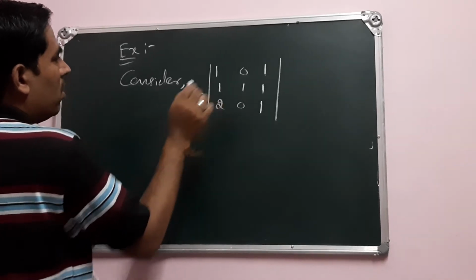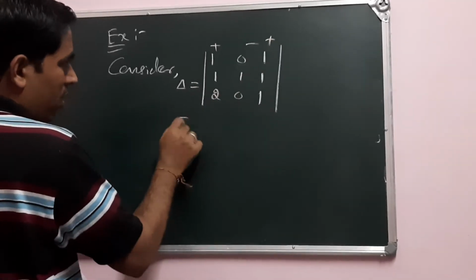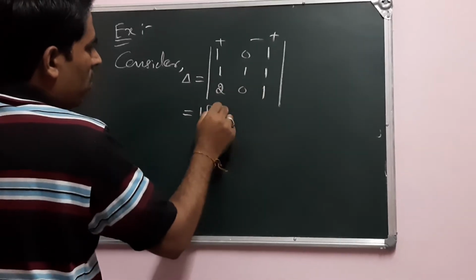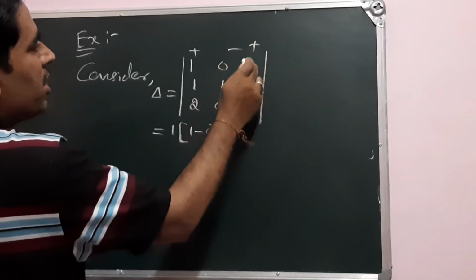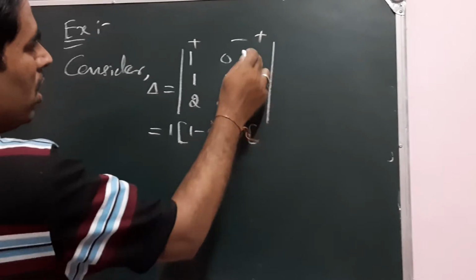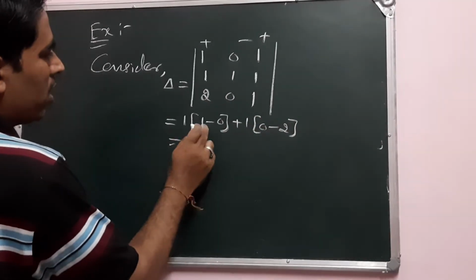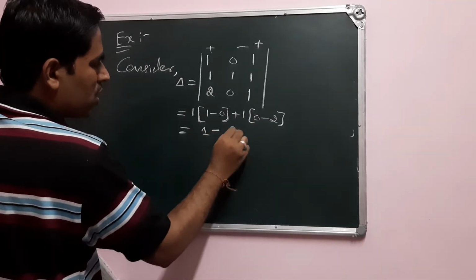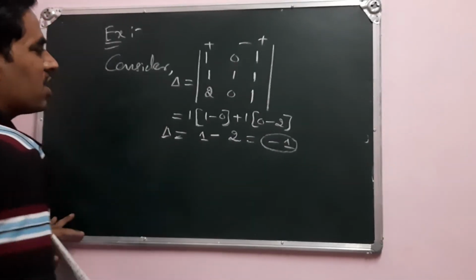Delta. So let us expand this and see what the value is. 1 into 1 minus 0, since 0 into anything will be 0. So we consider this plus 1 into, leaving this column and this row, 1 into 0 minus 0 minus 2. So 1 into 1 is 1, then 0 minus 2 is minus 2. So 1 minus 2, the answer here is minus 1.